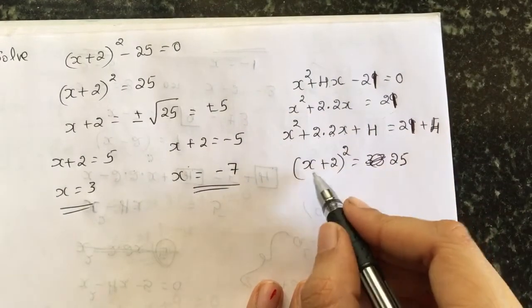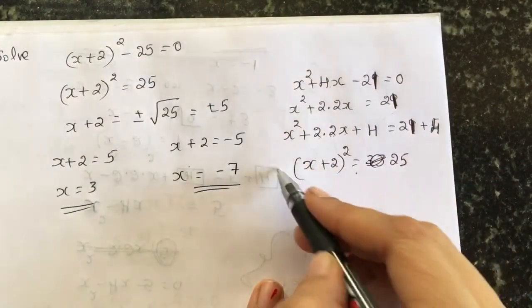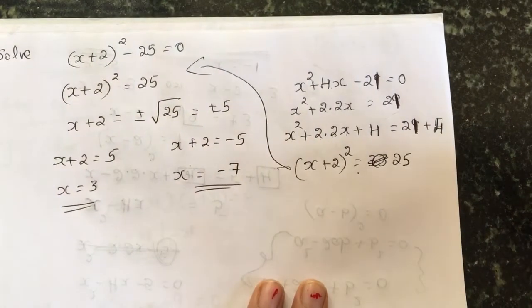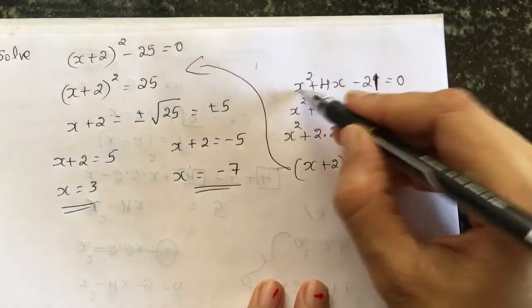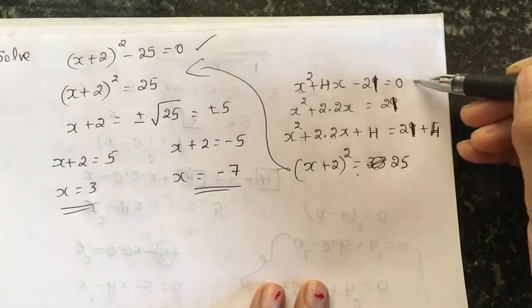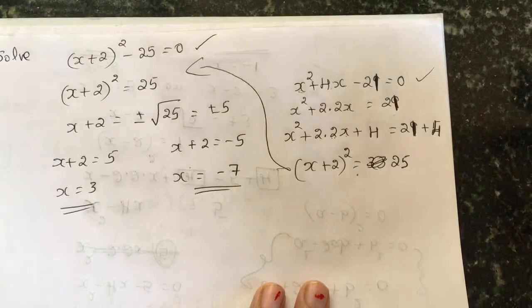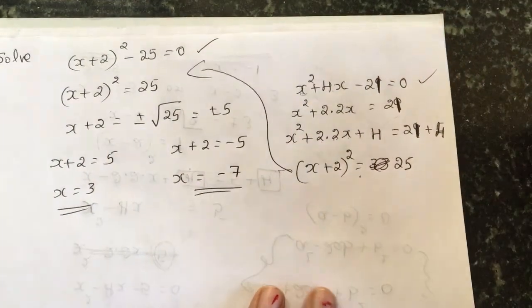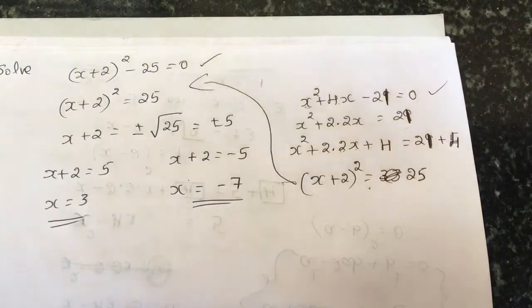Now this was the same question, right? So always look at the problem. They may give you in the easiest way or like this. Then you have to rewrite it into a perfect square or a complete square. Okay.